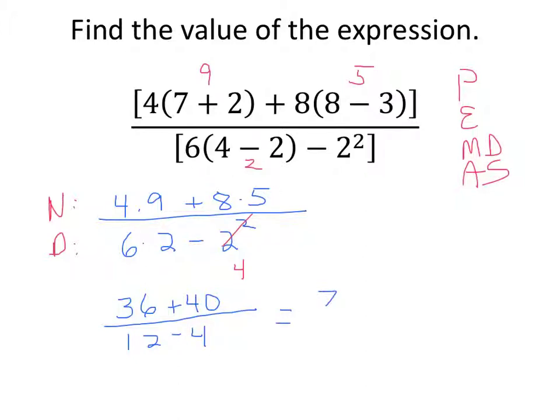36 and 40 are 76, 12 minus 4 is 8. And then we have to ask ourselves, is there a common factor between 76 and 8 that we can reduce that fraction with? And there is. We can divide by 4. 4 goes into 8 2 times, and 4 goes into 76 19 times. So our simplified fraction is 19 halves.